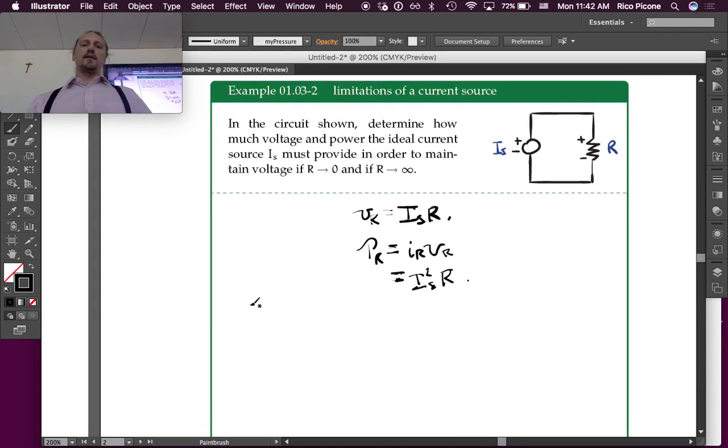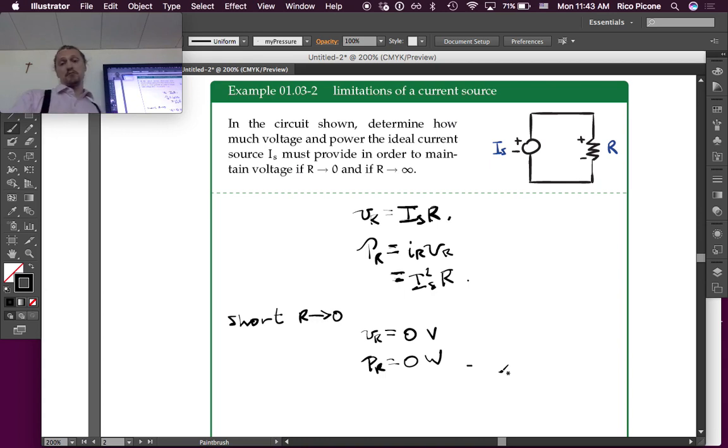Let's take our limits now. For this time, let's do the short circuit first. So R goes to 0. So our VR is going to, as you take R to 0 in this expression up here, what does VR equal? 0. So 0 volts. What about if you take R to 0 in this expression? Also 0. So PR is also 0 watts.